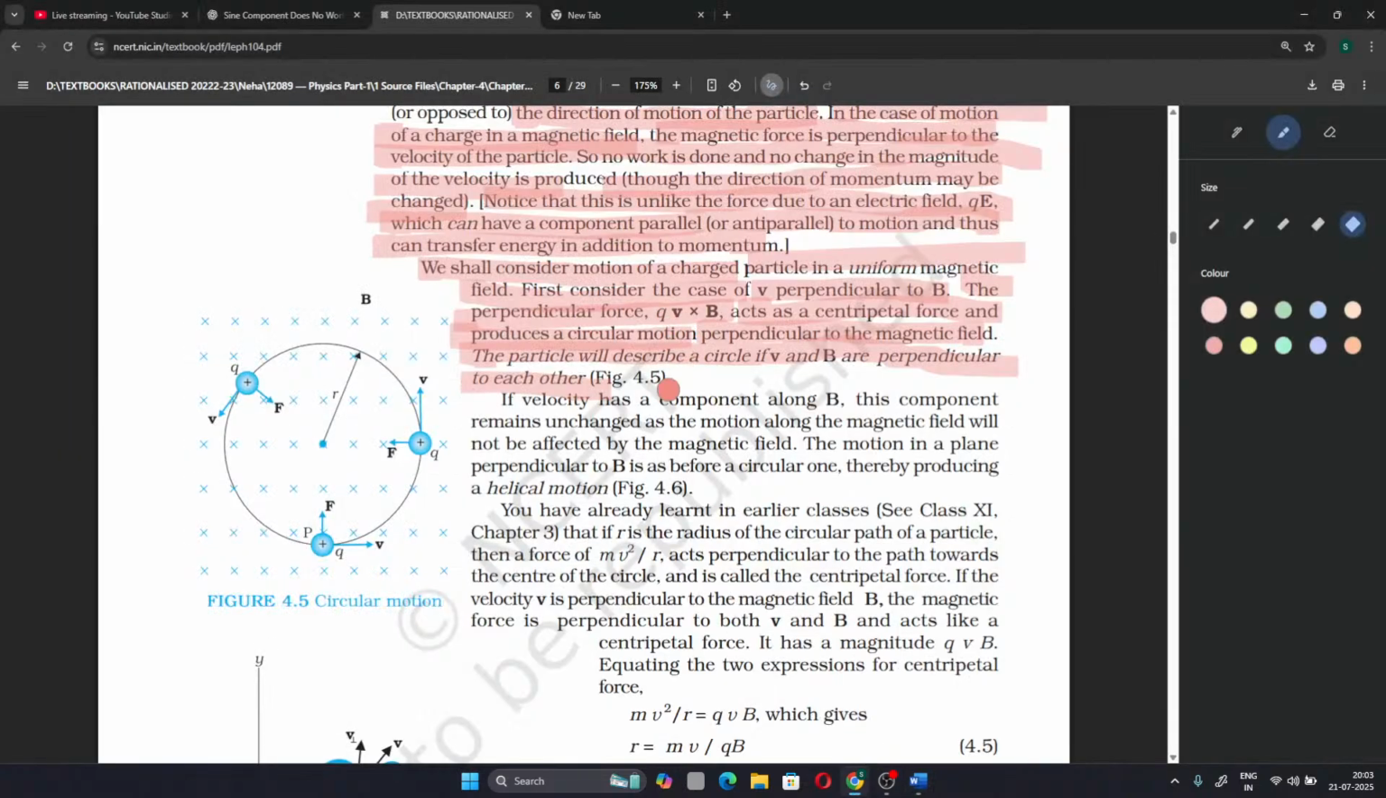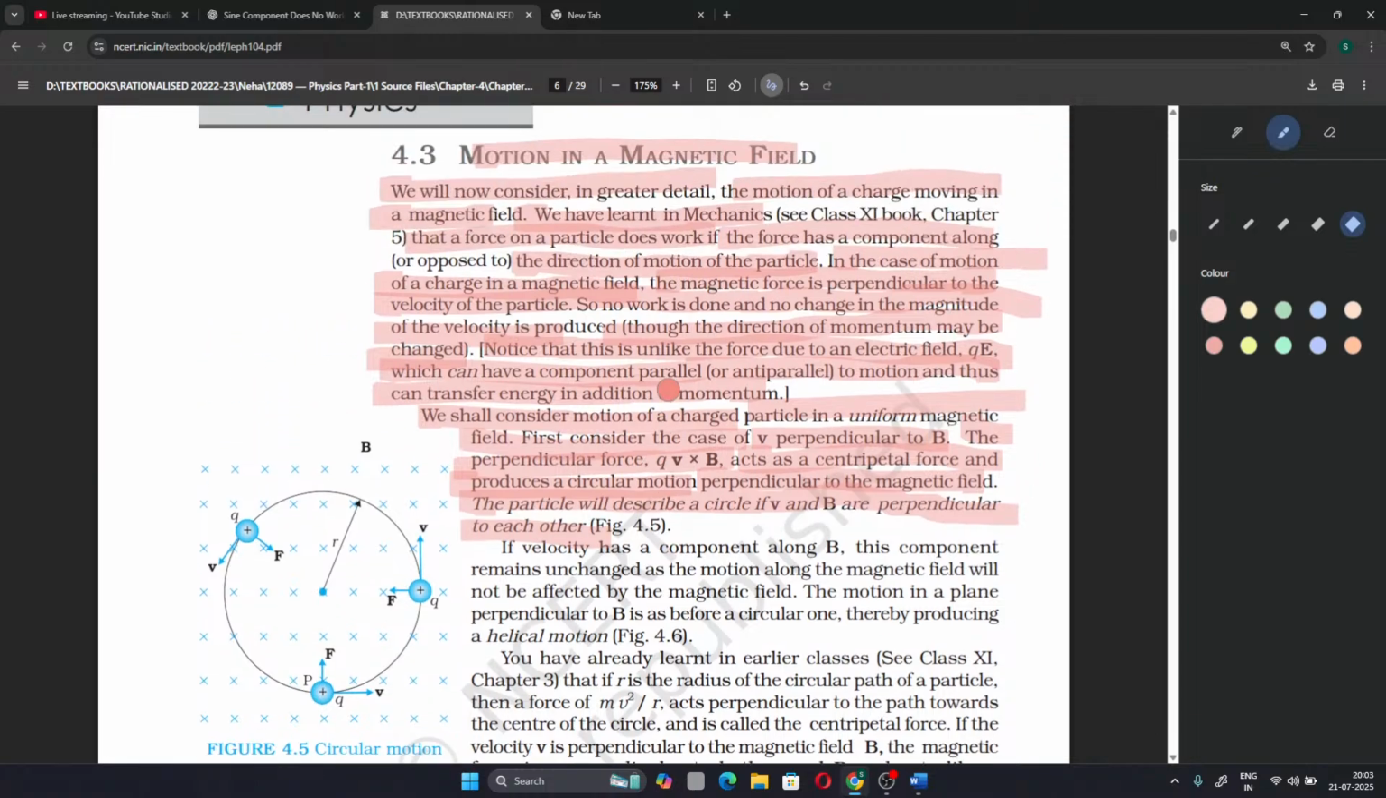Okay, let's go to the textbook now. I'll read the paragraph again. The motion of a charge moving in a magnetic field. We have learned in mechanics that a force on a particle does work if the force has a component along or opposite to the direction of motion of the particle. In case of motion of a charge in a magnetic field, the force is perpendicular to the velocity of the particle, so no work is done and no change in magnitude of the velocity is produced, though the direction of momentum may be changed.